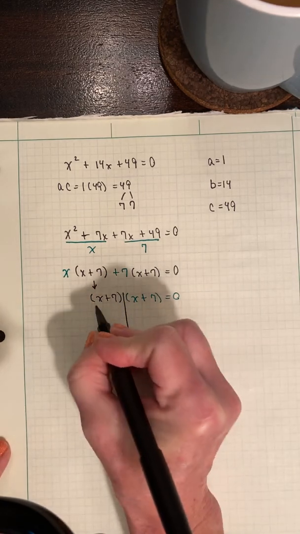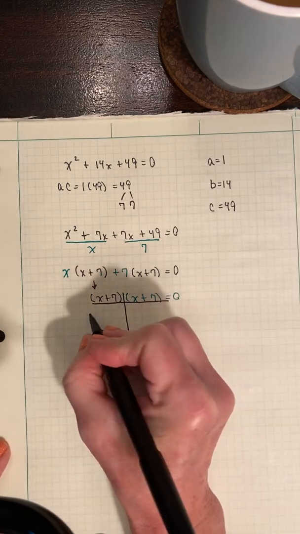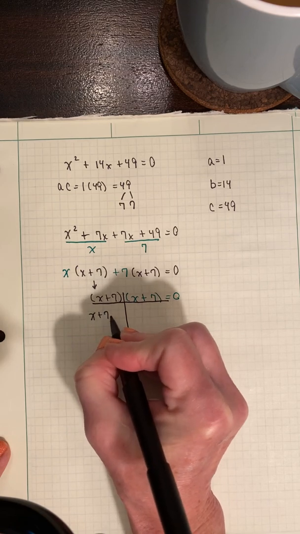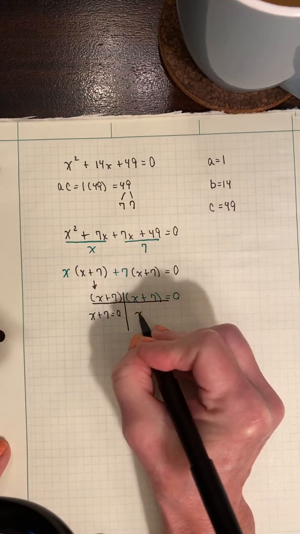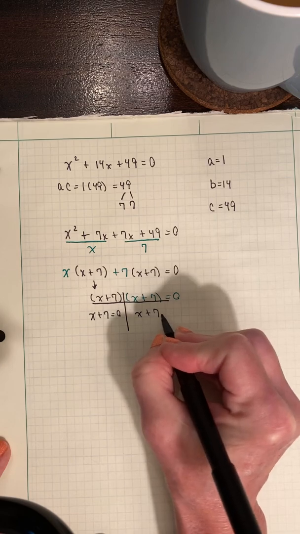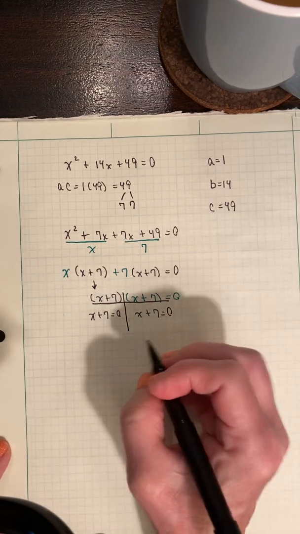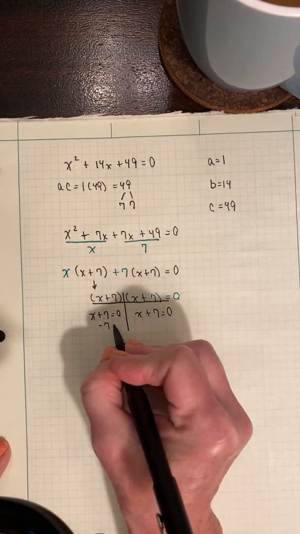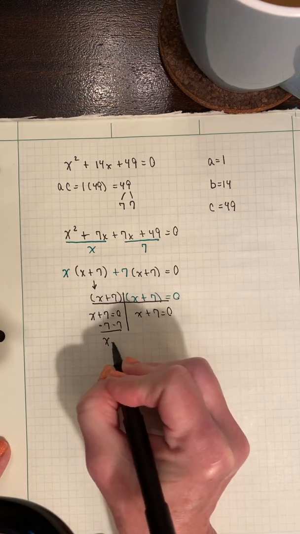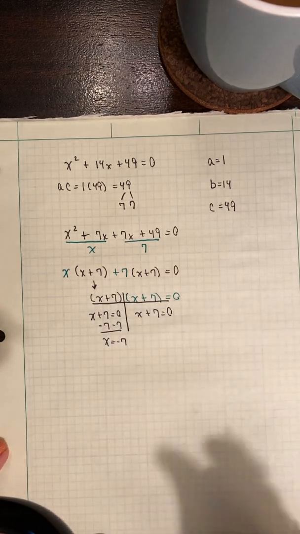Setting each factor to 0 is going to give me two of the same number. We call this a double root in college algebra. But we only need to write the solution down once. We subtract 7. X is -7.